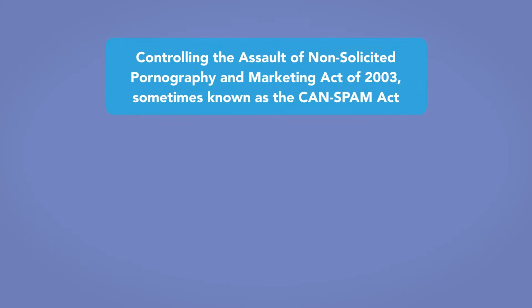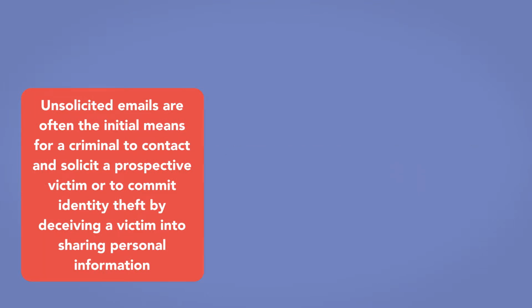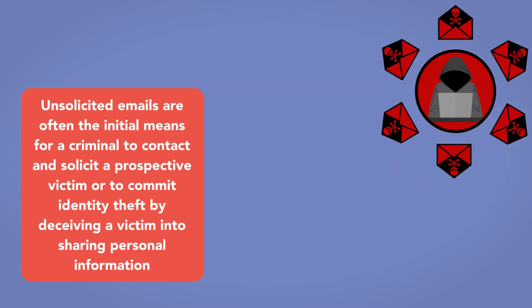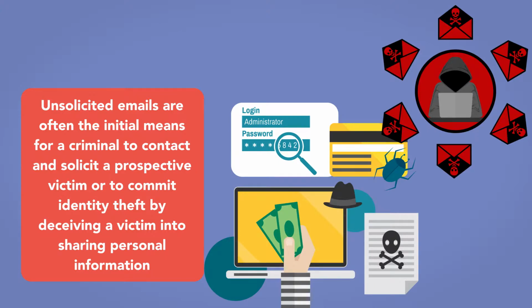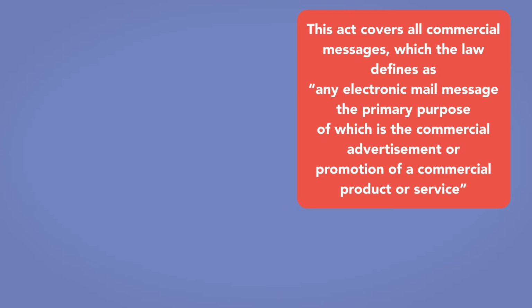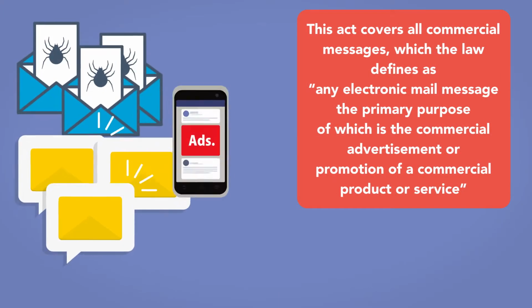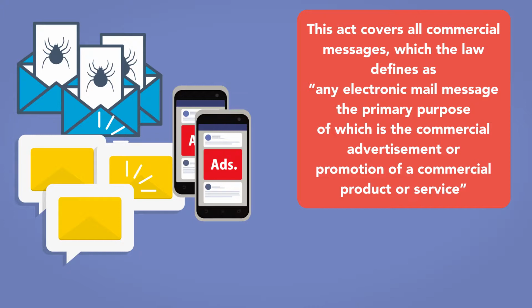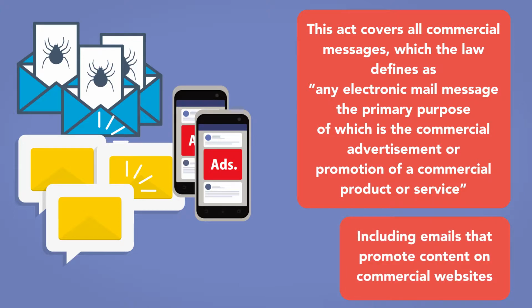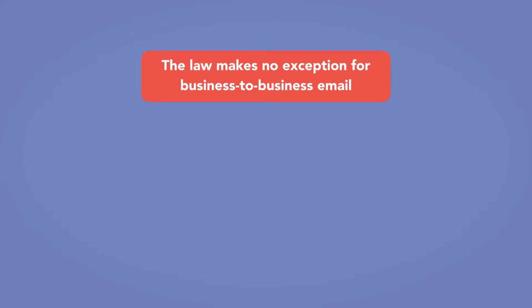Another relevant act is the Controlling the Assault of Non-Solicited Pornography and Marketing Act of 2003, sometimes known as the CAN-SPAM Act, which addresses spam email. Unsolicited emails are often the initial means for a criminal to contact and solicit a prospective victim or to commit identity theft by deceiving a victim into sharing personal information. This act covers all commercial messages, which the law defines as any electronic mail message, the primary purpose of which is the commercial advertisement or promotion of a commercial product or service, including emails to promote content on commercial websites. The law makes no exception for business-to-business email.